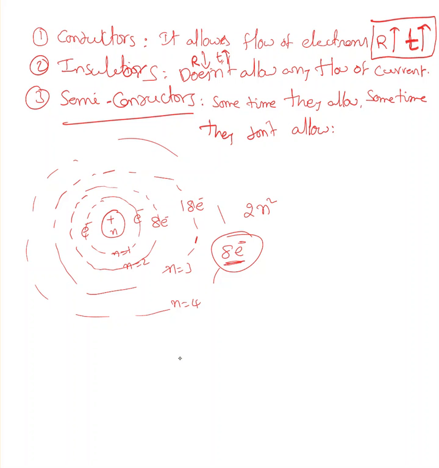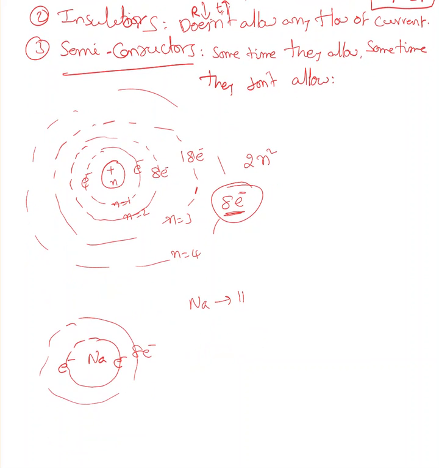Now if you look at sodium, Na, the atomic number is 11, that means it has 11 electrons. So 2 electrons are going to be in the first orbit, 8 electrons in the second orbit, and the remaining 1 electron in the third orbit. As we discussed, it needs 8 electrons in the outermost orbit, so if it can get rid of this 1 electron, this atom is going to be stable. Every atom wants to be stable, so it will stabilize by getting rid of this electron.